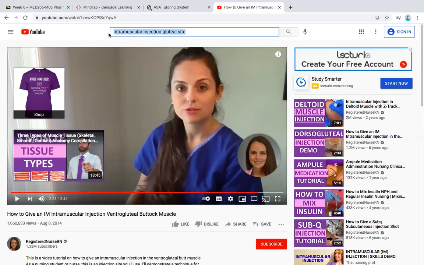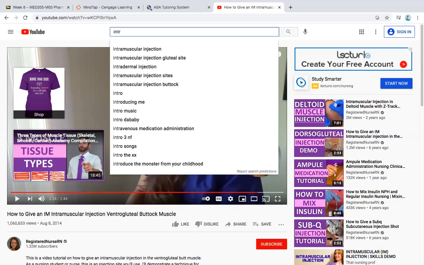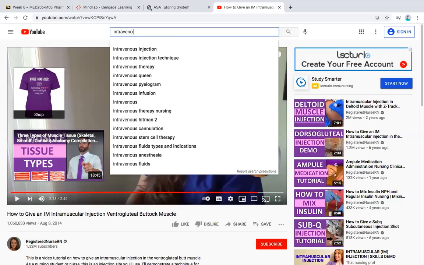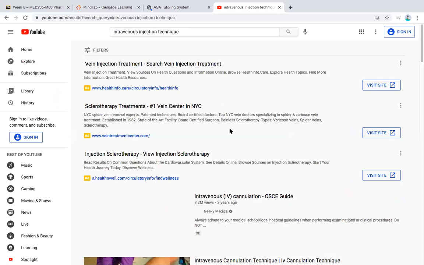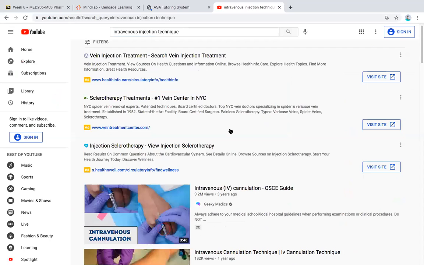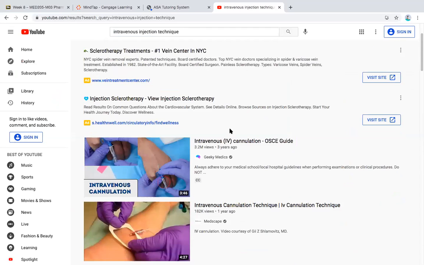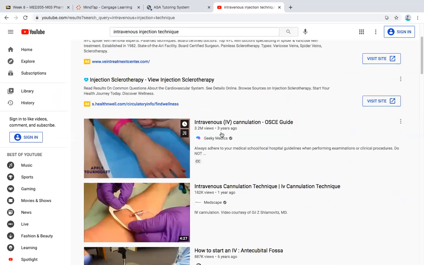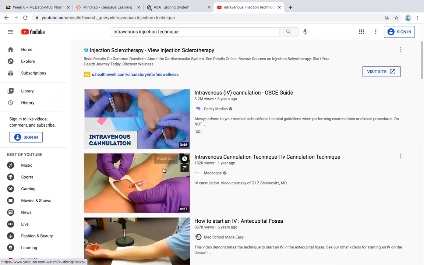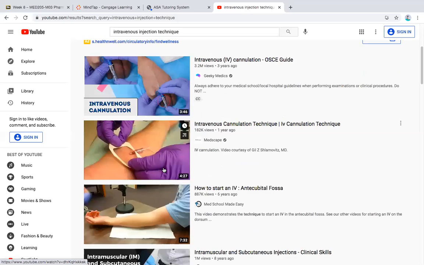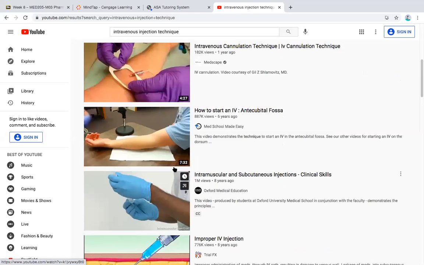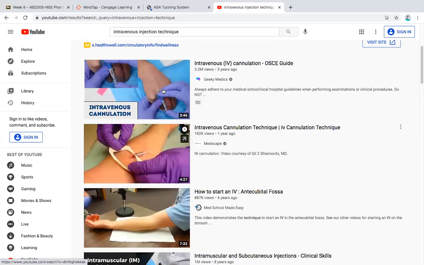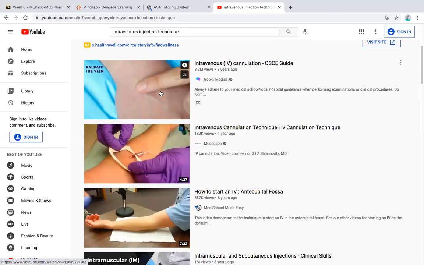Let's check the technique for intravenous injection. Intravenous cannulation, OSCE guide.